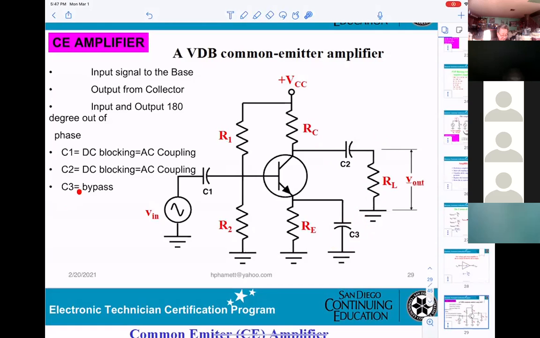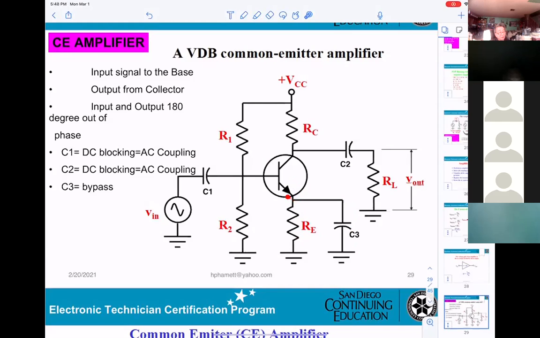The bypass is to go around the resistor. Bypass what? RE. Exactly. That means for the AC current, when it goes up to this point, it does not go down here. The capacitor will be shorted, so the AC current goes here to the ground.